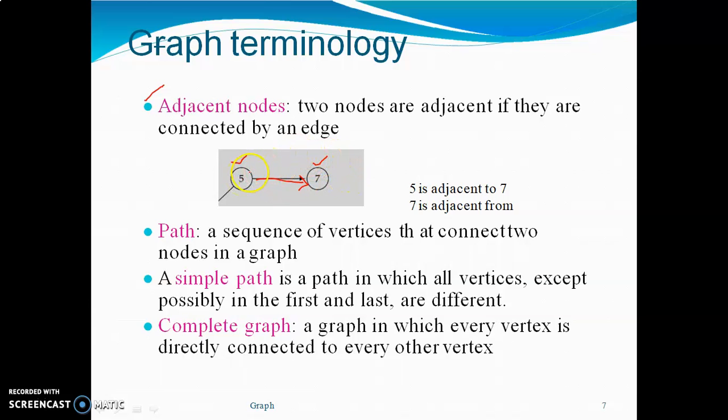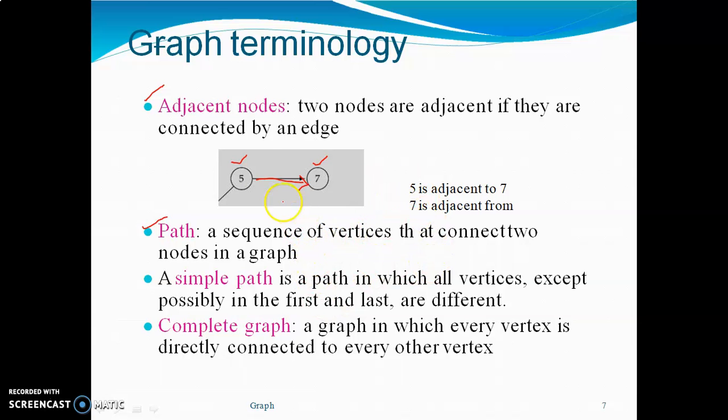Say, if there is an undirected edge between 5 and 7, then 5 is adjacent to 7 and at the same time 7 is adjacent to 5 also. Another word is path. A path is the sequence of vertices that are used to reach from one vertex to another vertex. Or we can also call it the number of vertices that lie in between the two vertices, to reach from the first vertex to another vertex.